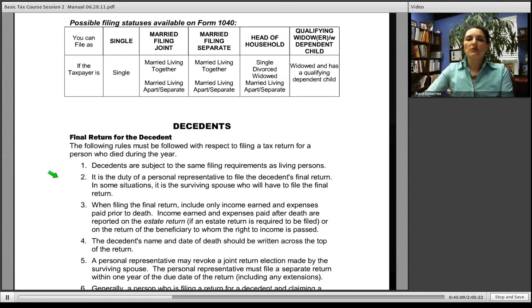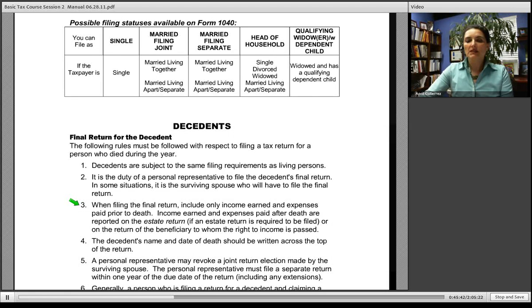And we begin with the final return for the decedent. The following rules must be followed with respect to filing a tax return for a person who died during the year. Decedents are subject to the same filing requirements as living persons. It is the duty of a personal representative to file the decedent's final tax return. In some situations, it is the surviving spouse who will have to file the final return. When filing the final return, include only income earned and expenses paid prior to death.